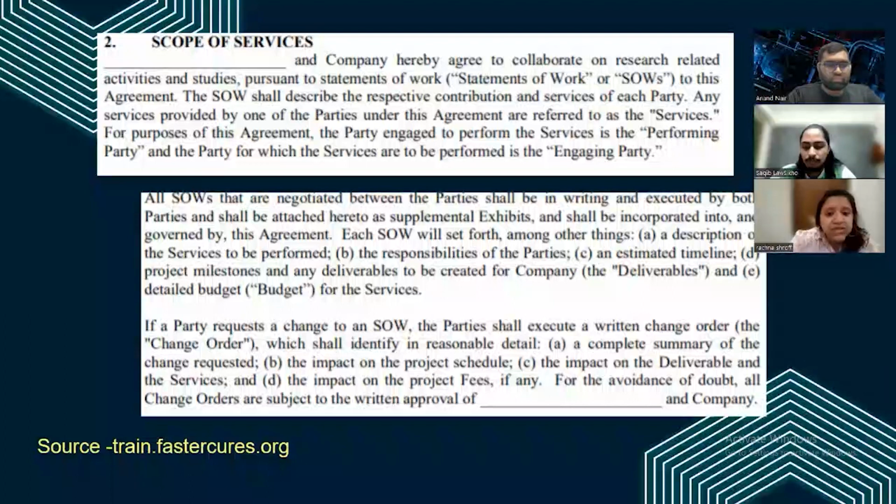All SOWs that are negotiated between the parties shall be in writing and executed by the parties and shall be attached as supplemental exhibits and shall be incorporated into and governed by this agreement. Simply it is saying that whatever exhibits are coming are well negotiated and they are the SOWs, and they should be incorporated in this agreement, and they will be governed by the agreement, that is the master service agreement.